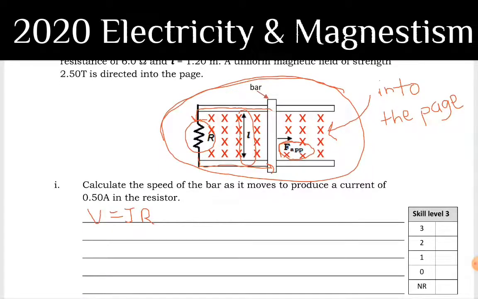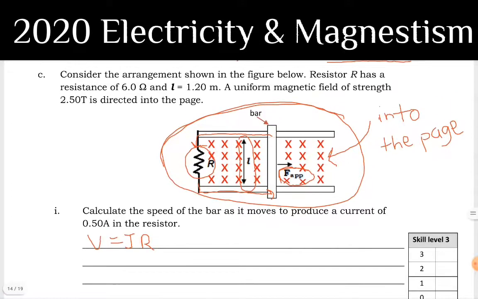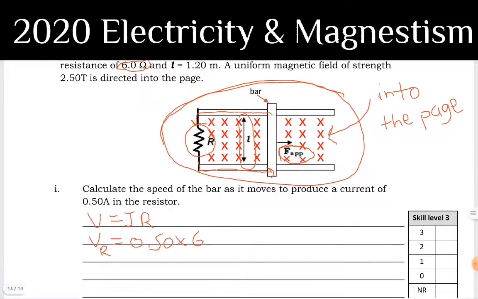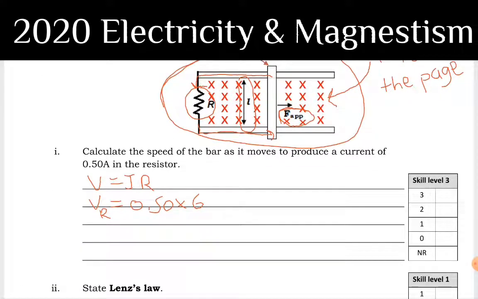We've been given the resistance of the resistor, which is 6 ohms, as shown here in the question. So the voltage across the resistor is equal to the current, which is 0.50 amps, multiplied by the resistance of the resistor, which is 6 ohms. This should give you a voltage across the resistor of 3 volts.